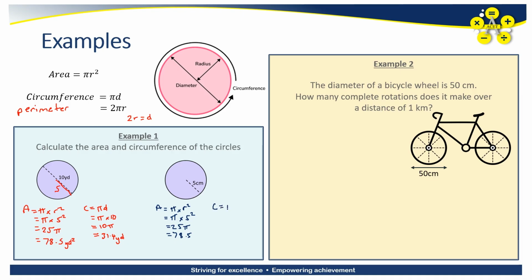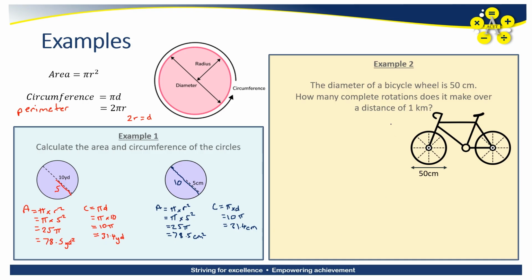Doing the same for my circumference. Circumference is pi times diameter. Now I've not been given the diameter, I've been given the radius here. So the diameter is all the way across, which is double to give me 10. So 10 pi, and as we've seen before, that's 31.4. Notice my units though, it's centimetres on this circle. So for area, that's centimetres squared, and for circumference, it stays a length. So it just stays as centimetres.